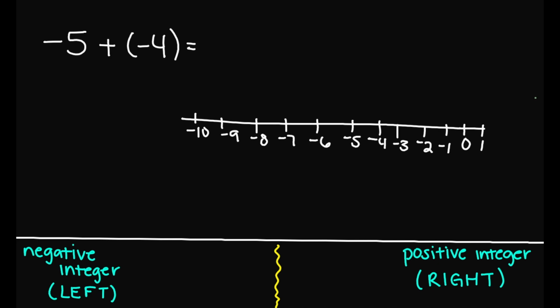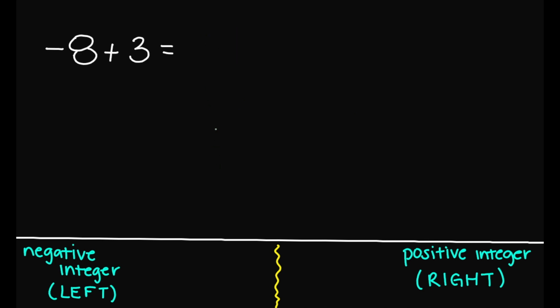So first, I'm going to locate my negative 5, which is what we have here. So negative 5 is right here on the number line. And I am adding a negative integer. Since I am adding a negative integer, then I'm going to move to the left 4. So negative 5, I'm going to go 1, 2, 3, 4. It puts us right here at our negative 9. So negative 5 plus negative 4 is going to equal negative 9.